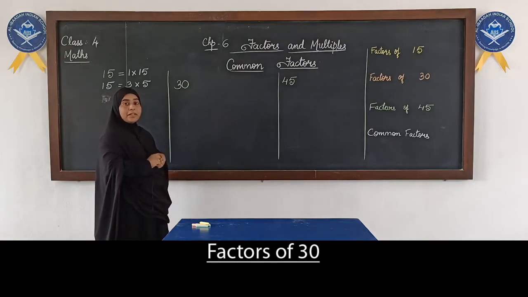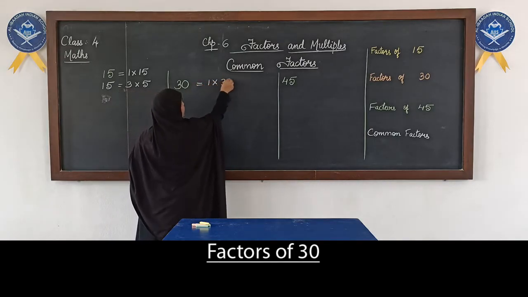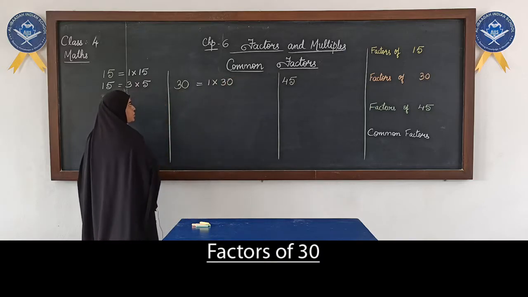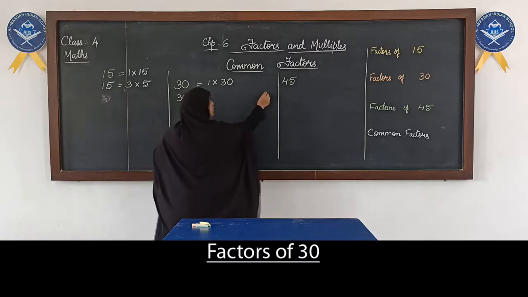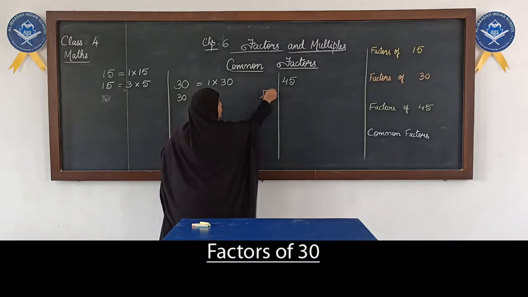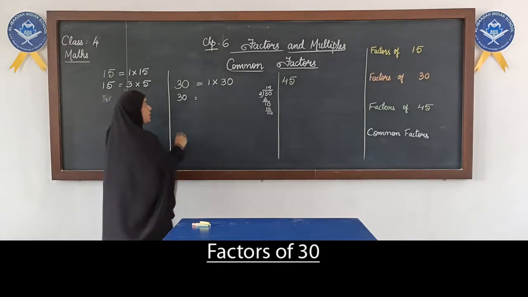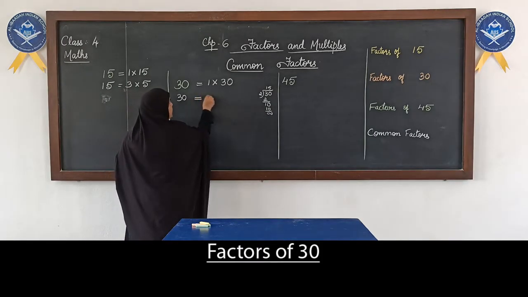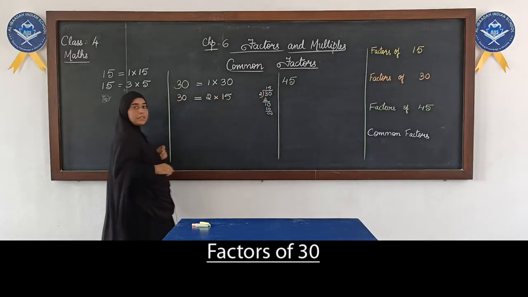Same way we are going to find the factors of 30. 1 into 30, 1 and 30 are the factors of 30. What about 2? Let's try. Let's divide 30 with 2 and see what we get. 2 ones are 2, 2 fives are 10. Yes, 2 divides 30 completely without leaving any remainder. So 2 is a factor of 30. 2 into 15. You can see 15 is the answer that we got.